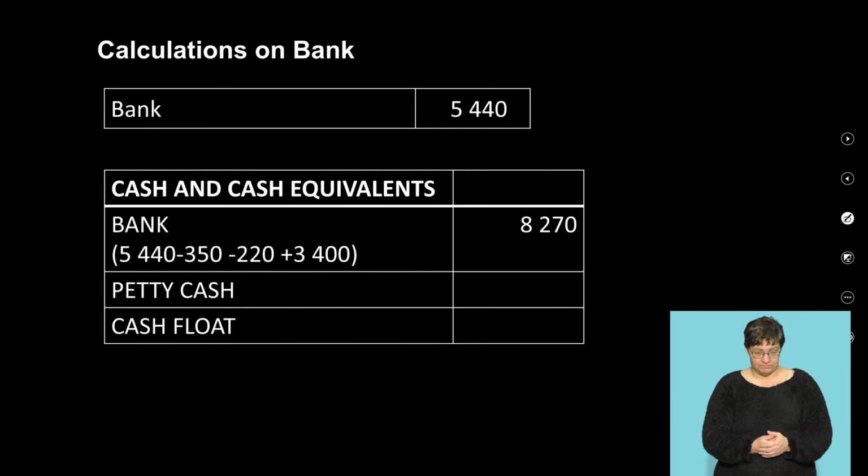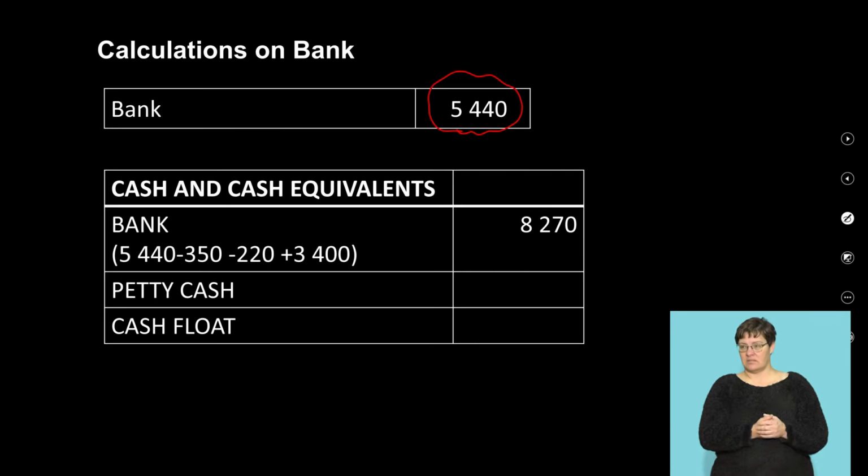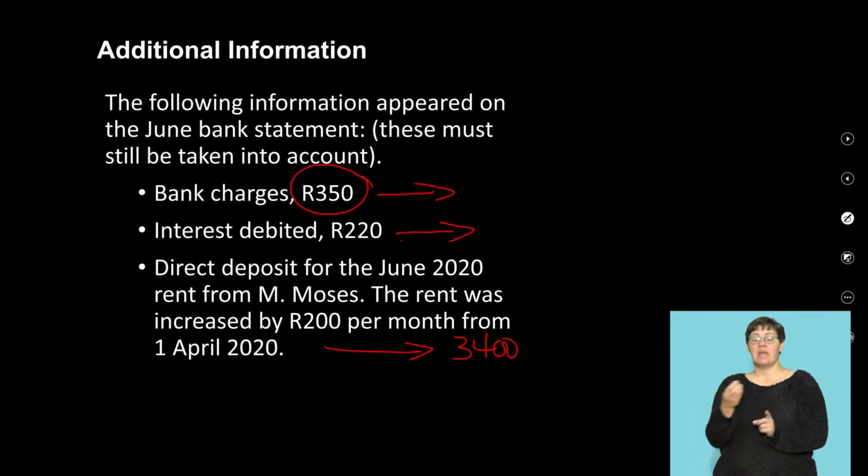Here we go. Your bank figure, obviously you started off with the 5,440, which was my given figure. So here we have the 5,440 as my starting figure, minus the 350, what was that? My bank charges, minus my interest on overdraft. Now just a bit of information on the interest on overdraft: here it was called the interest that was debited, which is actually your interest on overdraft.